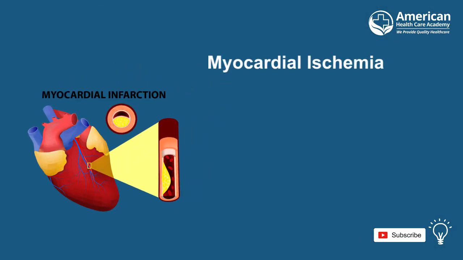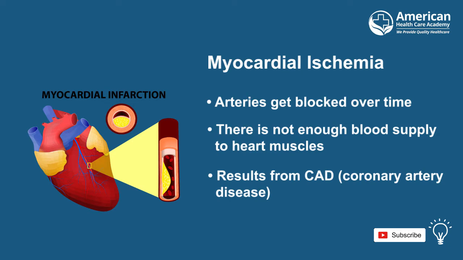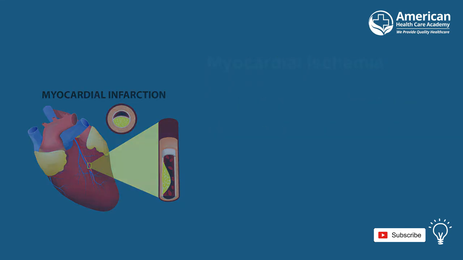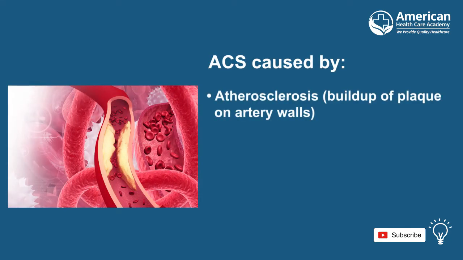Myocardial ischemia occurs when arteries get blocked over time and there is not enough blood supply to the heart muscle, and results from coronary artery disease, or CAD. ACS is usually caused by atherosclerosis, or the deposit and buildup of plaque and fatty material on artery walls, or is caused by coronary thrombosis, but can also be associated with cocaine use.